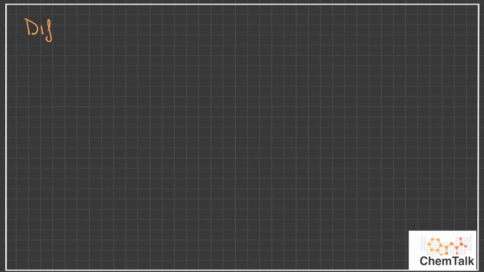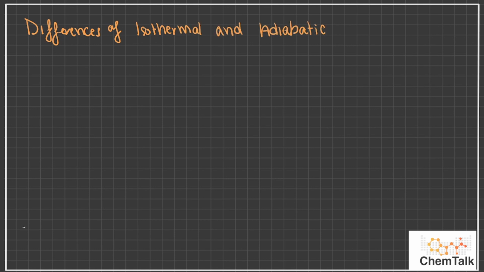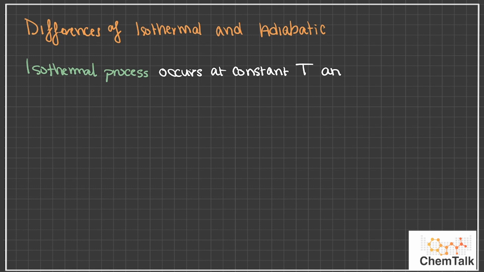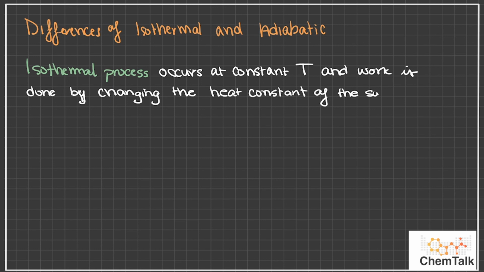Now you might be learning about the isothermal process as well, which is also dealing with expansion and compression of gas. You might be wondering, what is the difference between these two and why would I use them differently? An isothermal process occurs at a constant temperature, and the work is done by changing the heat constant of our system. So this means that we are changing the C that we found in our graph earlier. That constant is actually changing in an isothermal process, and our temperature is staying constant.